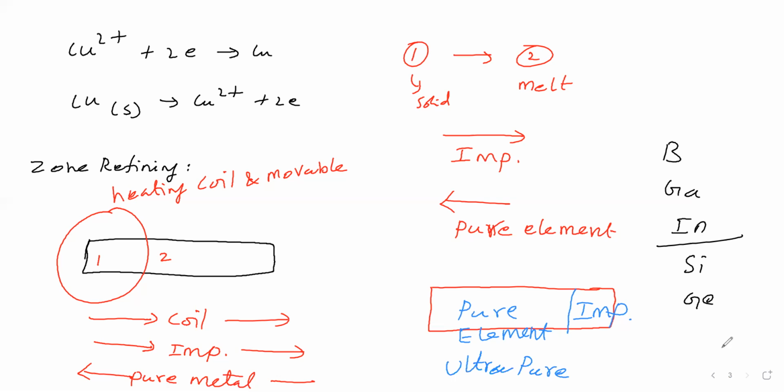Next, we will go for vapor phase refining. The next method is vapor phase refining. In this, two processes are there. One is called the Mond process.